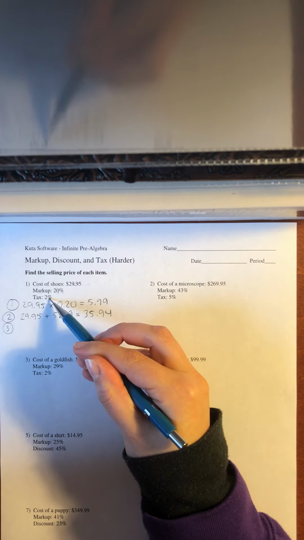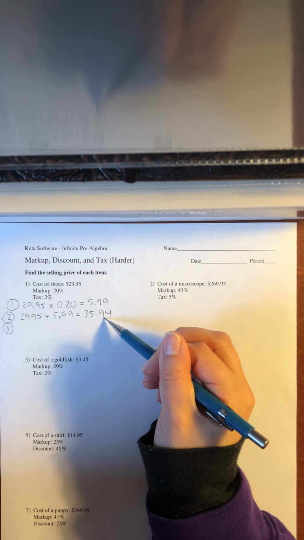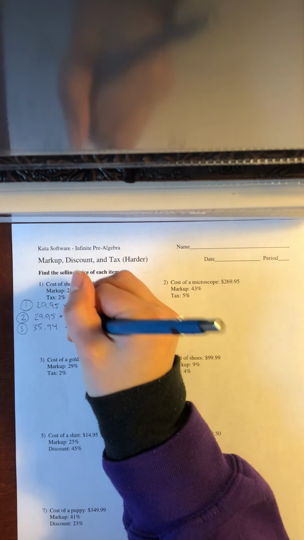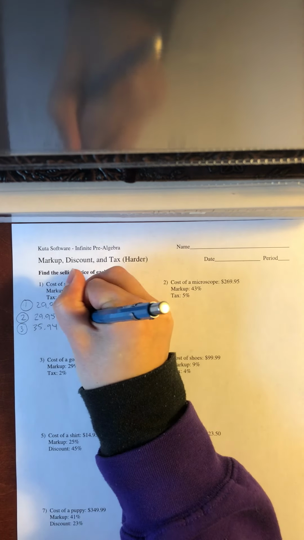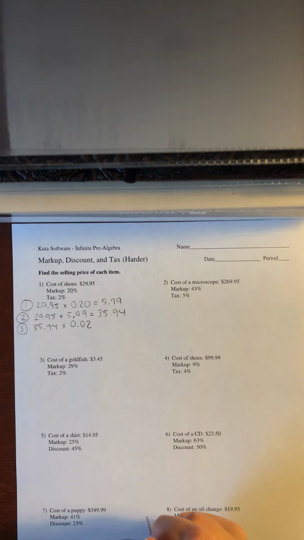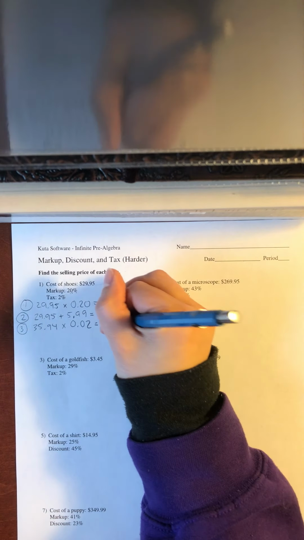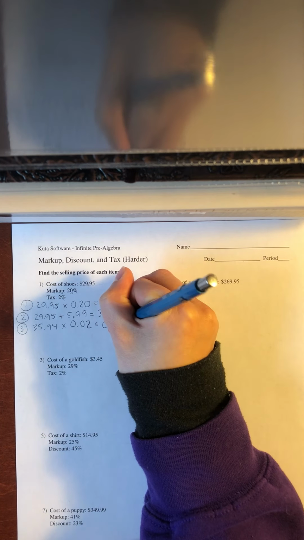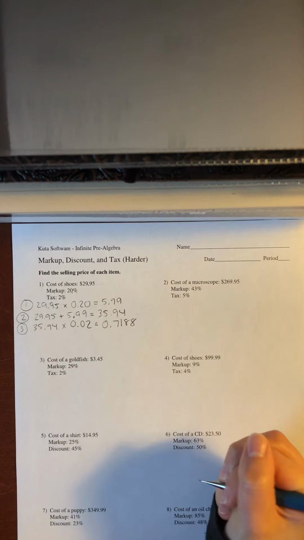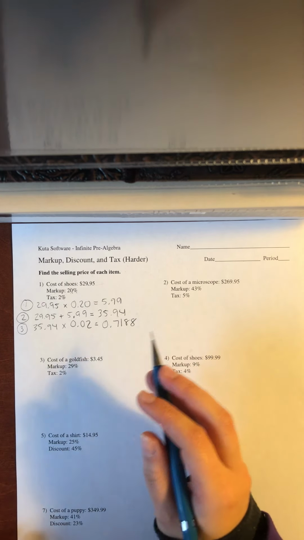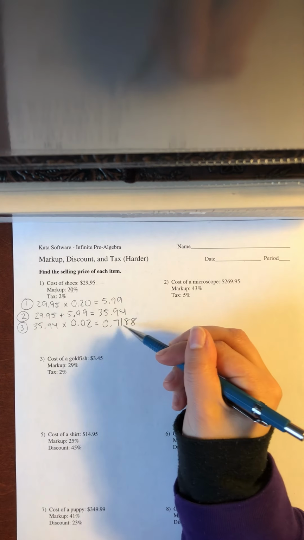So now there's a 2% tax on this $35.94. So we're going to take $35.94 and we're going to multiply by 2%, which is 0.02. Put that in your calculator and you will get 0.7188. Do not round until the very, very end of the problem. Keep everything unrounded. Okay, so this is how much the tax is.